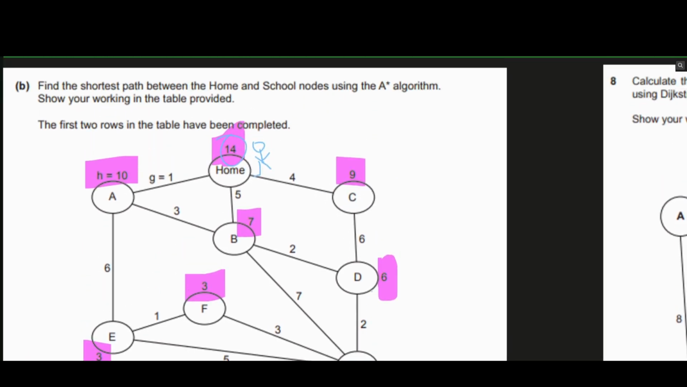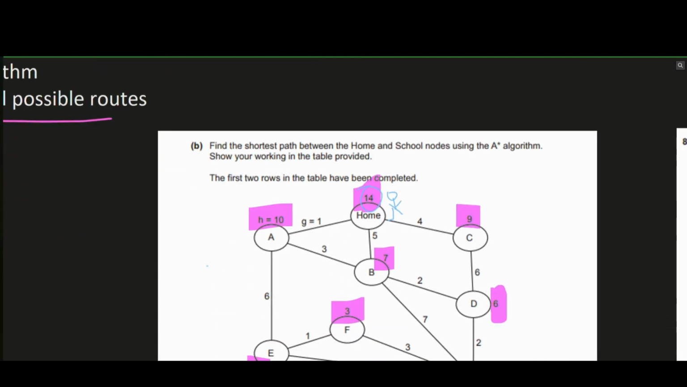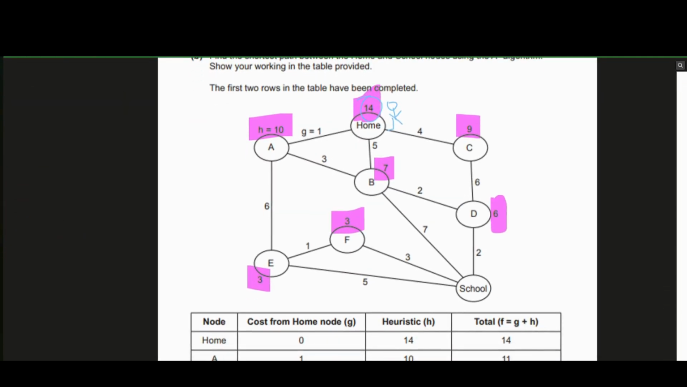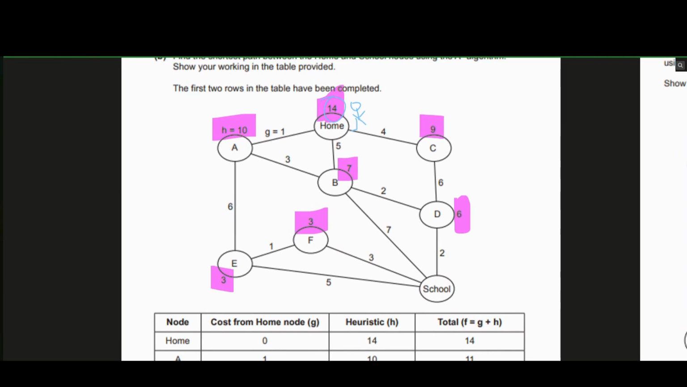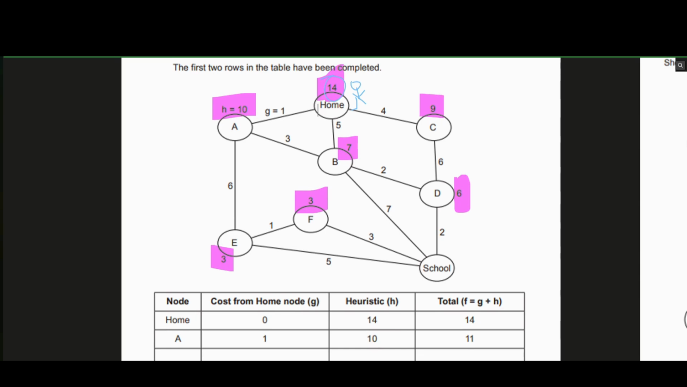Now I can go to A. If I go to A, what will happen? Let's try to understand. They have filled a few of them, so just 2 rows. The cost from home node is 1, heuristic is 10, right? Total is going to be 11, so 1 plus 10.